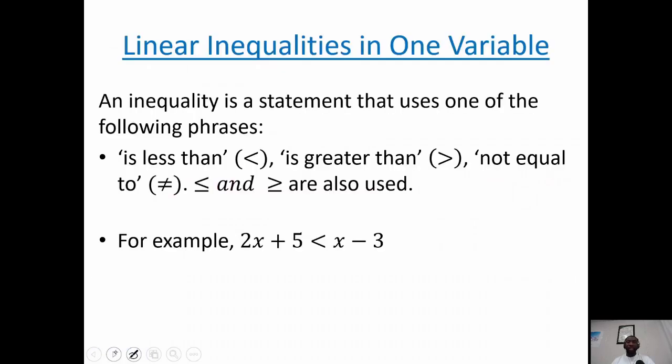We have linear inequalities in one variable. Remember, we spoke about what is an inequality. We've just looked at expressions, we looked at equations, but this time we just want to quickly look at what is an inequality. An inequality is a statement that uses one of the following phrases. If you see less than, greater than, not equal to, less than or equal to, or greater than or equal to, then it's an inequality. For instance, if I have 2x + 5 < x - 3, then this is an inequality.